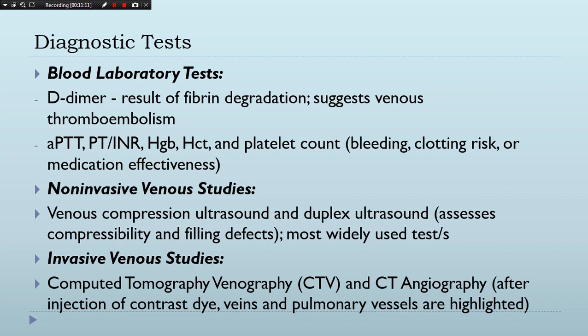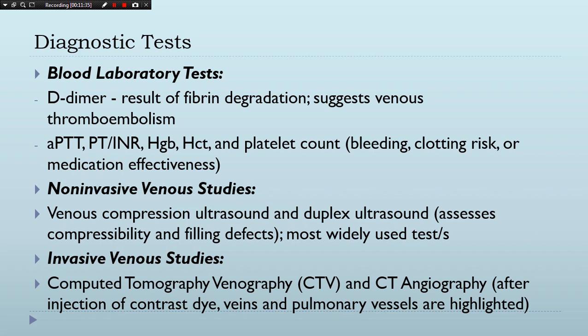A more invasive test that could be done is a CT venography or CT angiography. This is where contrast dye is going to be injected into somebody's IV, and then a CAT scan is going to be done to look at their vessels, or even their pulmonary vessels if we suspect somebody has a pulmonary embolism.